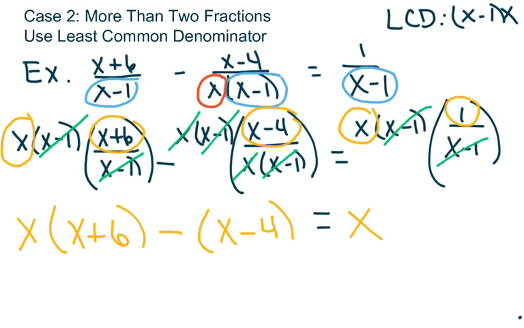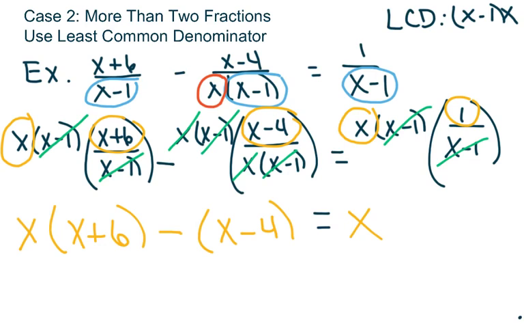So what I've done is I have found the least common denominator. I have multiplied that to the tops of each of the fractions. And I have got the denominators to actually cancel out. And that's what I wanted to do to make this problem more manageable.